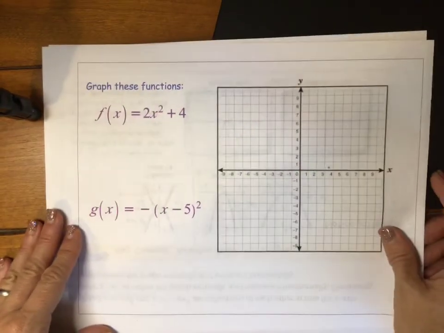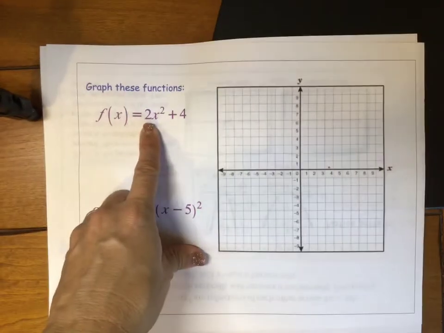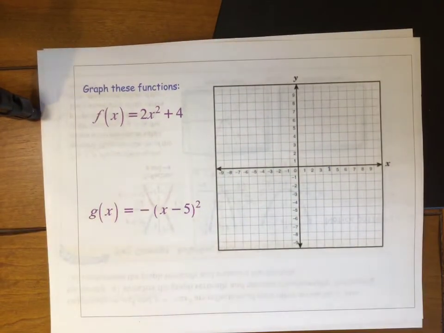All right. So, taking a look at a couple of functions. These are the same functions we started with on Monday, Tuesday, except I added a stretch of 2 in front of this one, and I added a reflection in front of this one.